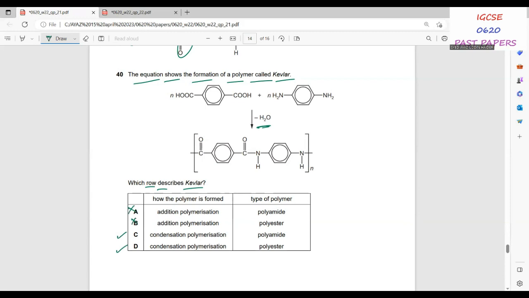The type of polymer we will find out by looking at the linkage. We have an amide linkage. This is an amide linkage. So we have a polyamide. C will be the right answer here.